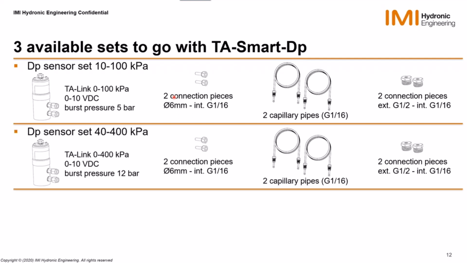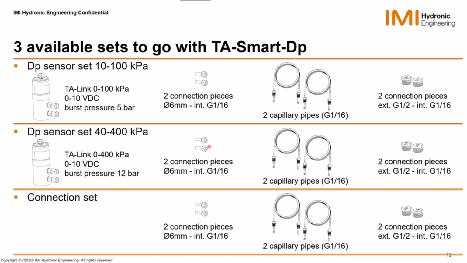We now get a second delta P sensor set, which will enable to stabilize anything between 40 and 400 kPa. It is made of a TA-Link 0 to 400 kPa. Its burst pressure is 12 bar, and then you get all the same connection pieces. And then finally, we get a connection set, no TA-Link, only the connection set.